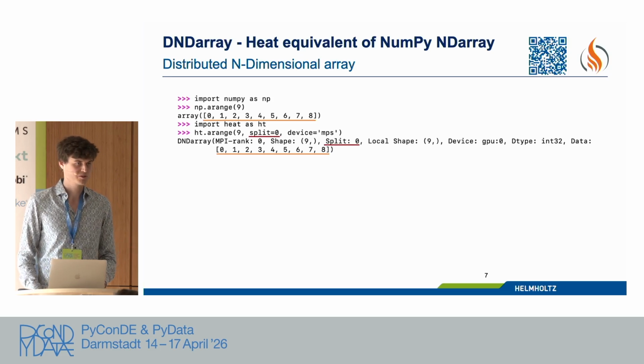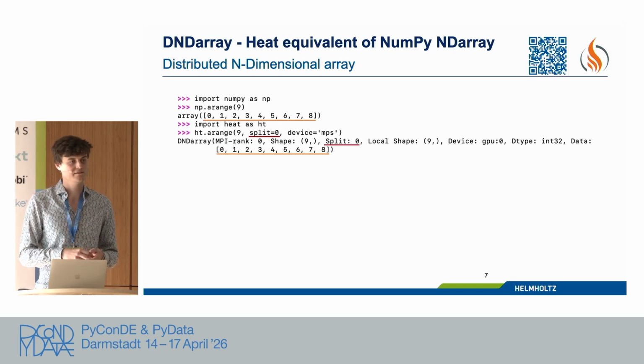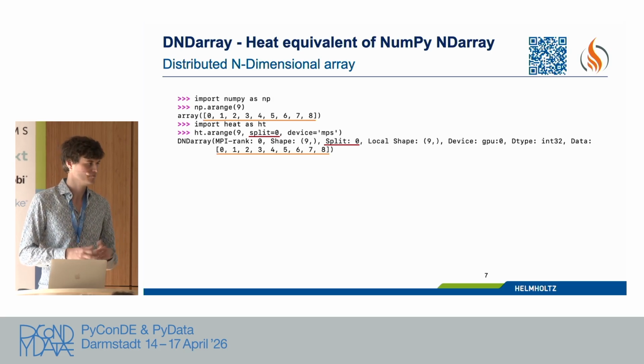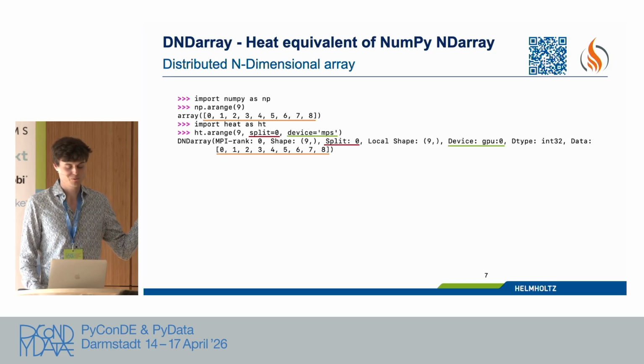So we have split equals 0 here. The split tells heat how you want to distribute the data. Earlier we've seen the 3D data where we had 3 options for distributing, plus no distribution, I guess. This is 1D data, so there's only one way of distributing that along the first axis. And this is how you do that, very simple. And then the second argument that NumPy also doesn't have is the device. Here I use MPS, which is somehow the accelerator in my laptop. Heat says this is a GPU, whatever.